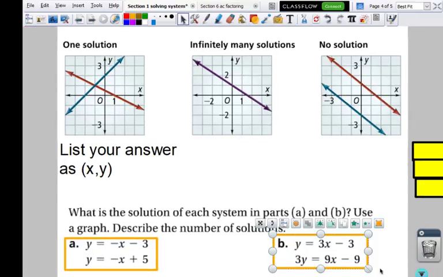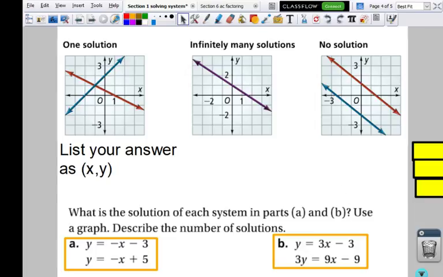Alright, so we're going to have you guys do two in-class problems. I want you to do part A and B. I forgot to put my little boxes around them before, but I want you to look at A and B, and I want you to tell me if there's a solution. So if there's one answer, I want you to write that. If it's infinite, I want you to write infinite. If no solution, I want you to write no solution.